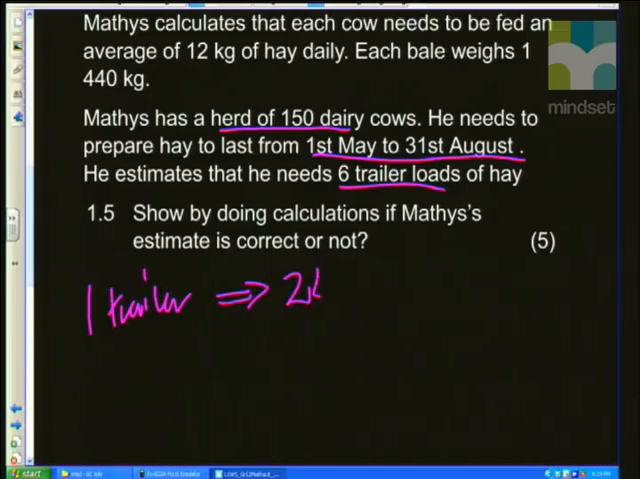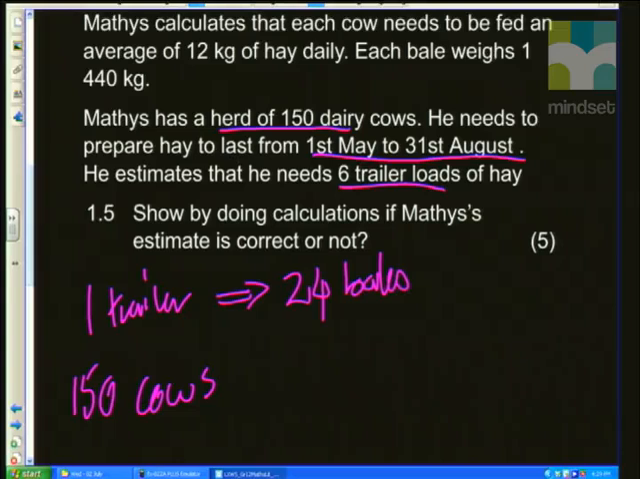So don't lose this. He reckons he needs 6 of them. He also has 150 cows. How many days is he wanting to feed them for? It's from the 1st of May to the 31st of August. And right there we have a time problem.